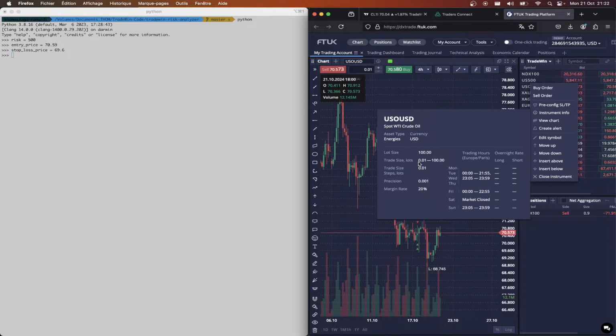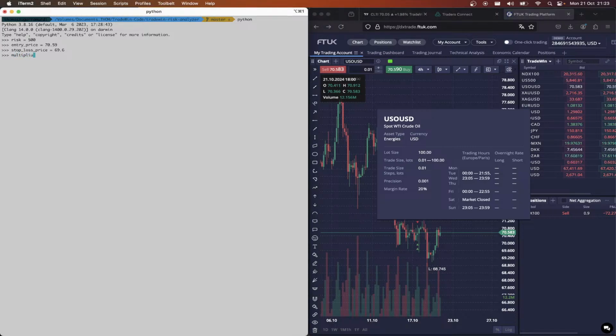Whenever I buy one lot, it's a multiplier of 100. Okay, so a $1 move here is equal to a $100 move in my position. That's important to keep in mind. So my multiplier here is 100.